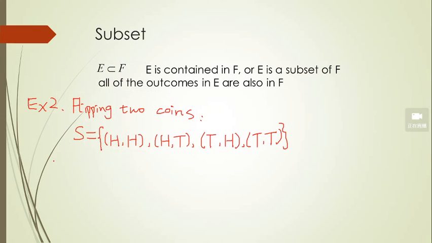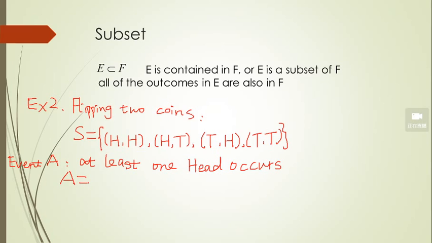Or I can write it as A. I define my event A as at least one head occurs. How can we represent the outcomes? How can we list all the outcomes? I'm going to randomly select someone to answer it. At least one head occurs.